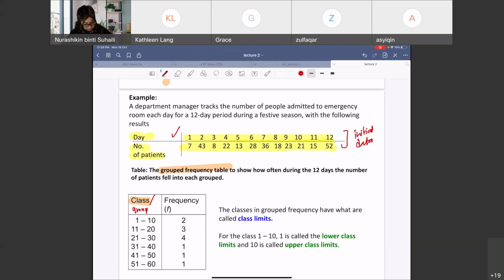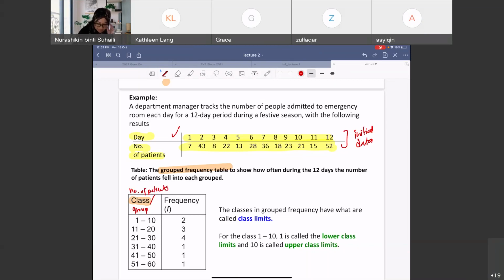Therefore, you see in the first data, 1 to 10, the frequency is 2. The frequency is 2 because there's one data that is 7 and another data that is 8. Basically, the class group is the number of patients in a day. So class group 1 to 10 means that day would have a range of 1 to 10 patients. Because there are two data points between 1 and 10, which are 7 and 8, the frequency is 2.